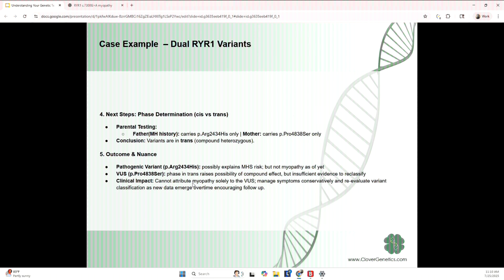So the nuance here is that this pathogenic variant possibly explains the malignant hyperthermia in the patient we saw, but the history of any myopathy is not really determined as of yet. The clinical impact is that we continue over time to revisit this VUS to see if it's reclassified, if it can impact care at a later point. We could additionally test other family members to see if they also carry any of this history, but again, there were limited reports of that in the history.